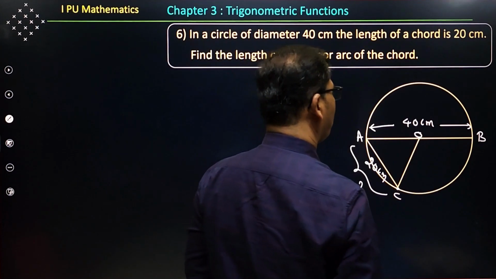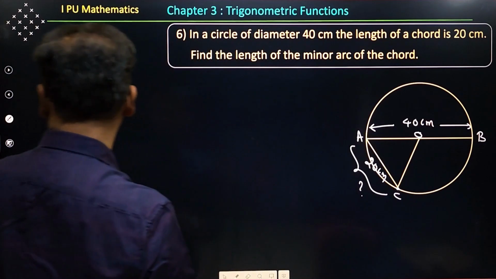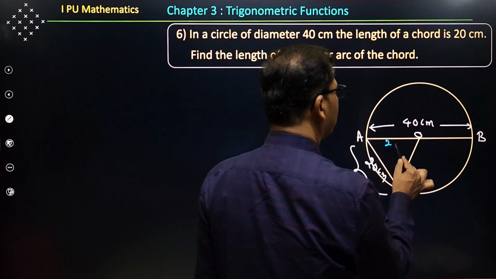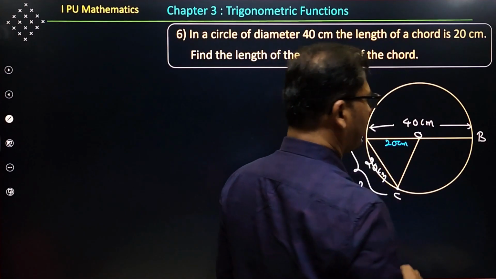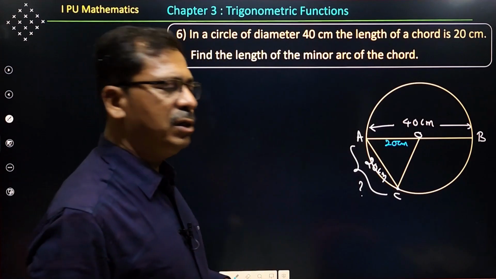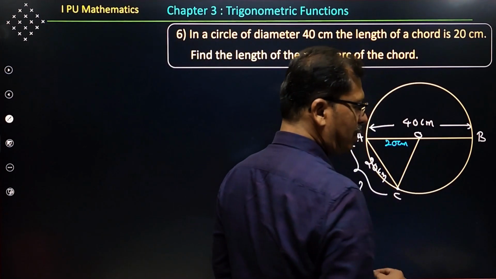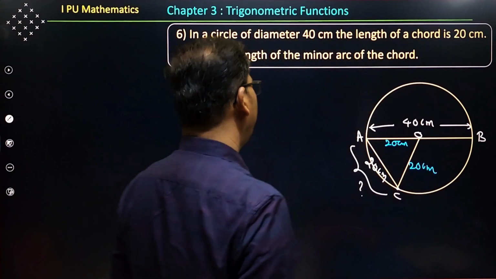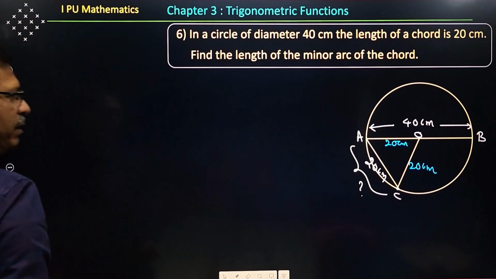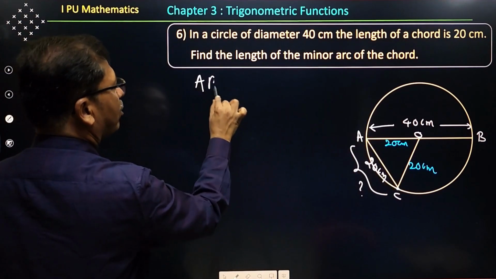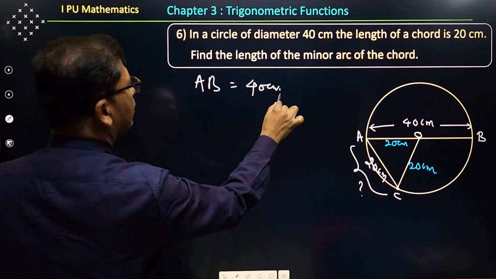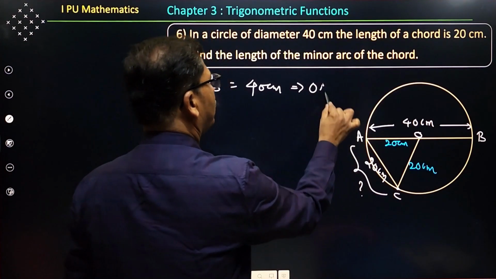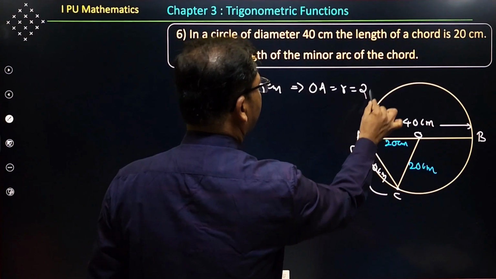Can you tell me what about the length OA? What should OA length be? You must respond quickly. Is it 20 cm? Radius is half the diameter, OA is 20 cm. What about OC? OC is also 20 cm. Very good. Let's listen to me. Now AB is equal to 40 cm, you all write. So the length OA is equal to 40 by 2, which is the radius, equal to 20 cm.